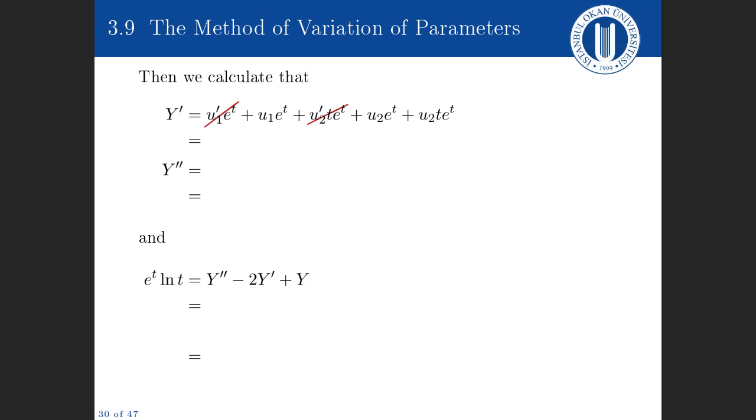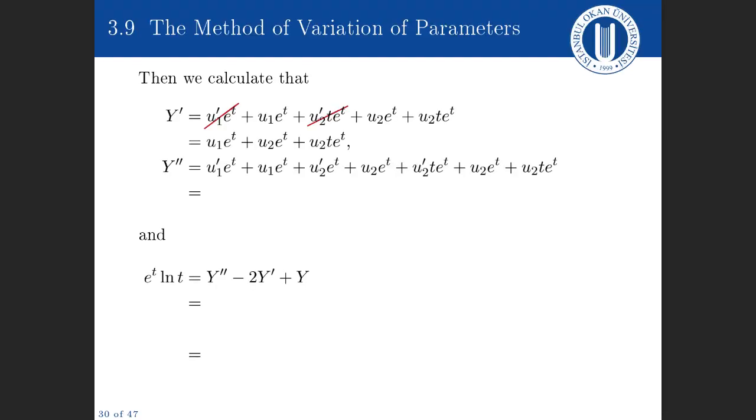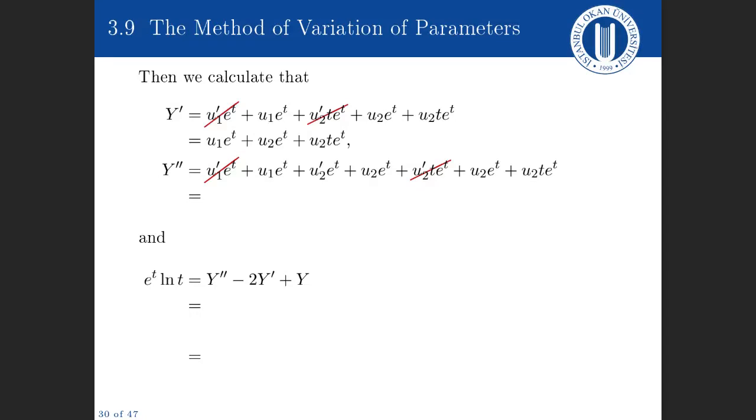So two of these terms we can remove. And we just get that y prime is u1 e to the power t plus u2 e to the power t plus u2 t e to the power t. Differentiate this again. And then we can use the extra condition again. Remember, u1 prime plus u2 prime t is equal to 0. So these two terms are going to disappear.